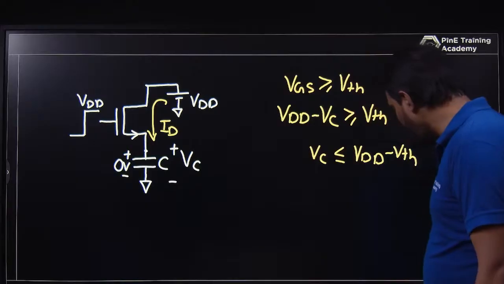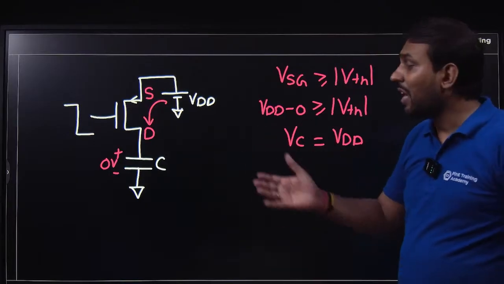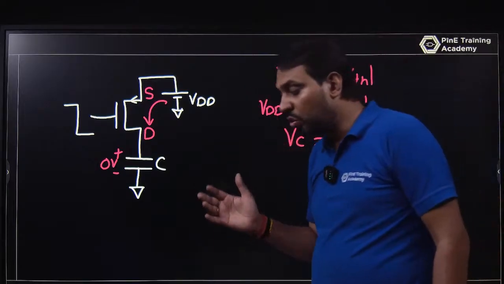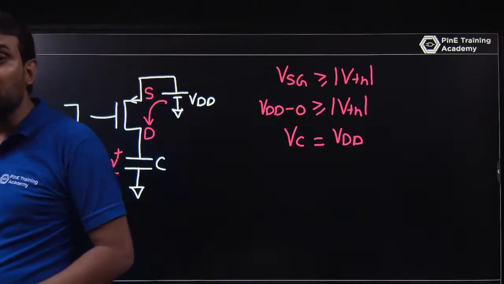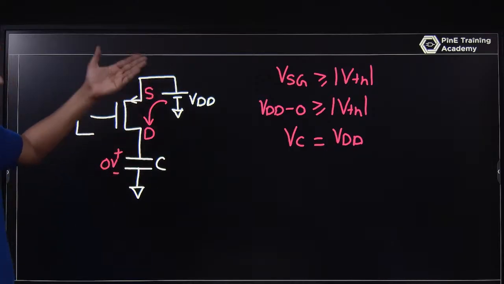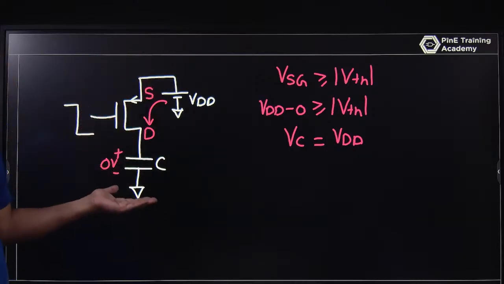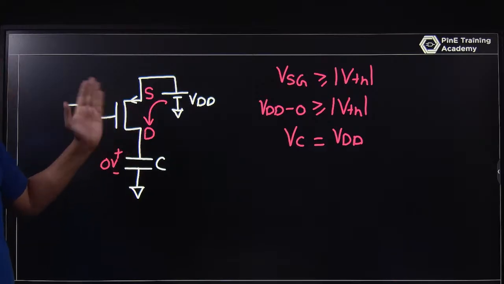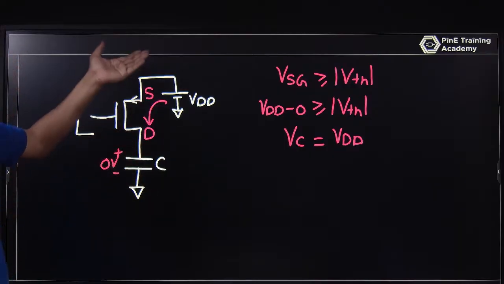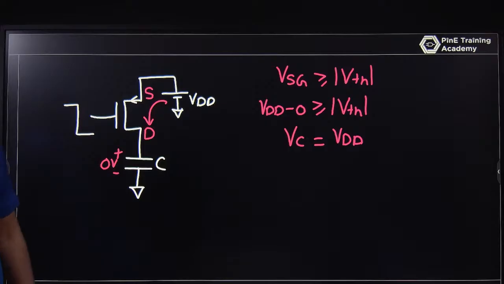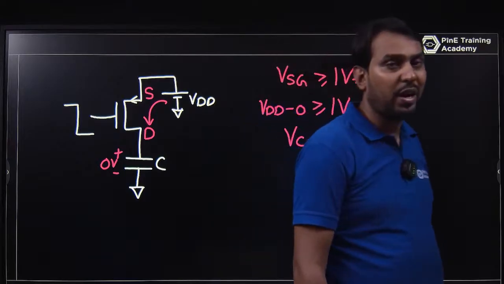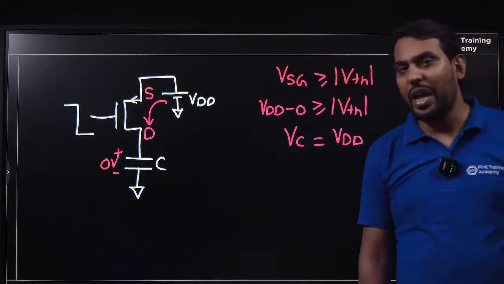PMOS, on the other hand, is good for charging. That's why we always use a PMOS as the pull-up network. Whenever you use a pull-up network, it is PMOS connected to VDD, pulling up towards VDD. Why? Because it is good for charging. It will provide the maximum voltage at the source, that is VDD. But if you use an NMOS as a pull-up network, it will not charge till VDD. It will be charged less than VDD, to VDD minus VTH. That's why we always use a PMOS as the pull-up network and an NMOS as the pull-down network.